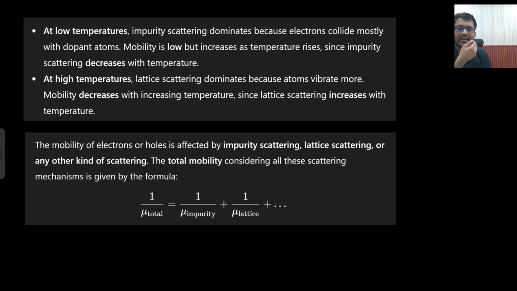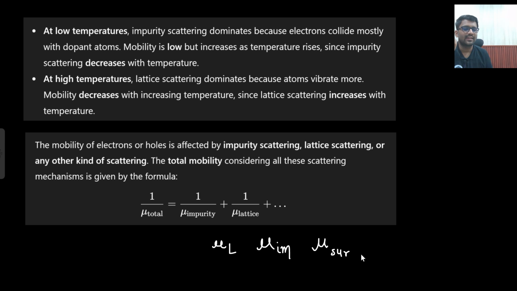Yeah, there is one more formula. Let's just say because of the lattice scattering, when you are considering only lattice scattering, at that time your mobility was mu L. When you were considering only impurity scattering, at that time your mobility was mu I. When you were considering only surface scattering, at that time your mobility was mu surface.